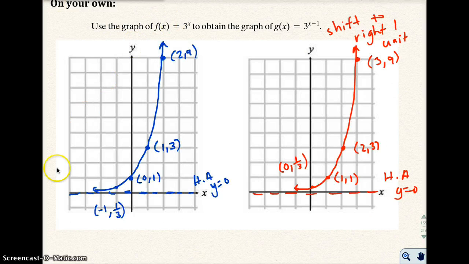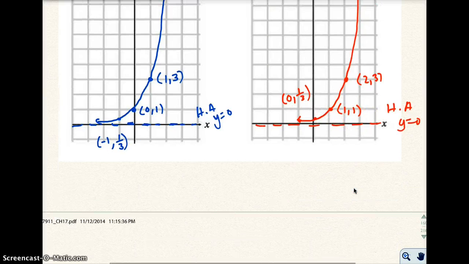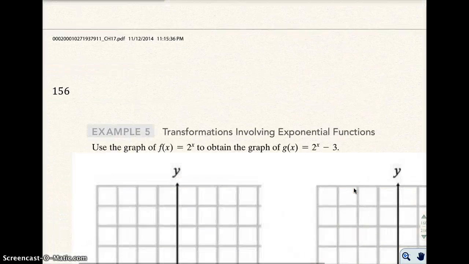Okay, so here's my graph of 3 to the x, and I made sure to graph the horizontal asymptote. Make sure you do that when you take your test. And here are 1, 2, 3, 4 points. And then I shifted everything to the right 1 unit because I have minus 1 on the x. So here are all my points there. And again, the horizontal asymptote shifts to the right 1, but that doesn't change it at all. Okay. Let's go to this next graph.